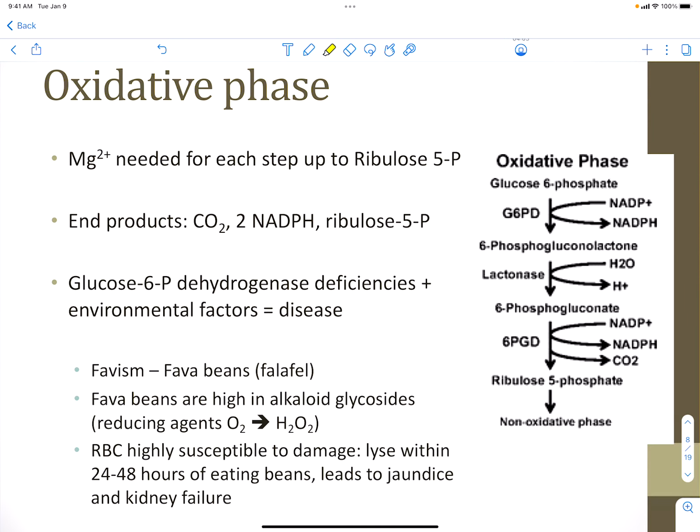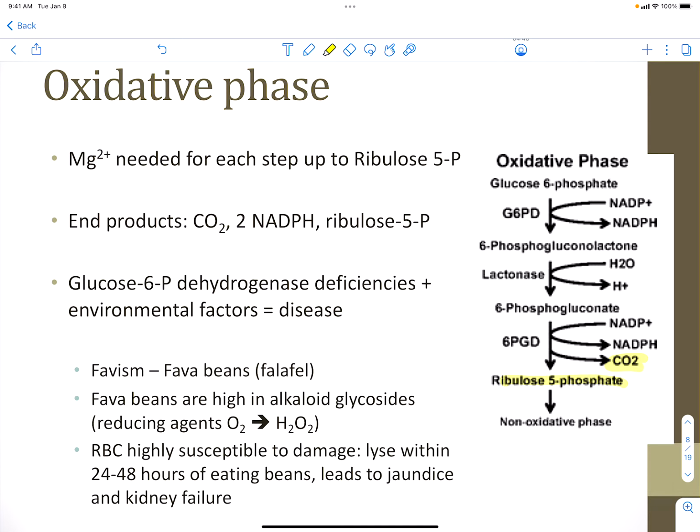Now, we're going to use magnesium in this process, and we're going to generate our ribulose 5-phosphate eventually, and then our end products in the oxidative phase are going to be carbon dioxide. That's through that second dehydrogenase. And then we're also going to generate, of course, NADPH and our ribulose 5-phosphate, which is our 5-carbon sugar. So we enter with glucose 6-phosphate, 6 carbons, and we end up with ribulose 5-phosphate.